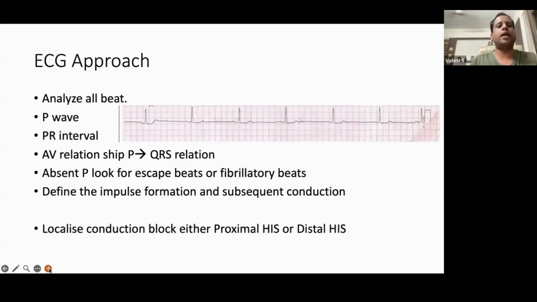The ECG approach to any bradycardia should be very systematic, and beat-to-beat analysis is needed. In the analysis of every beat, the P wave morphology is very important.